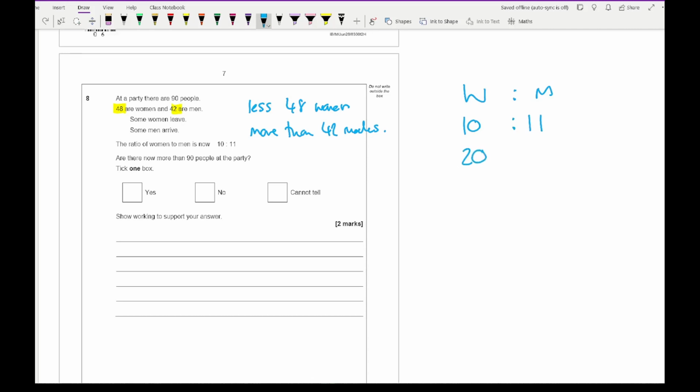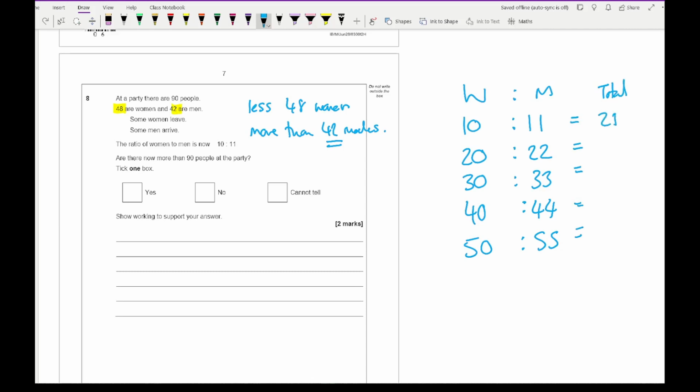So what we're looking for is the first number that goes for men over 42. So here we've got 20 and 22, 30 and 33, 40 and 44, and then we've got 50 and 55. Now if I just total up these ratios, we've got 21, we've got 42, we've got 63, we've got 84 and 105.